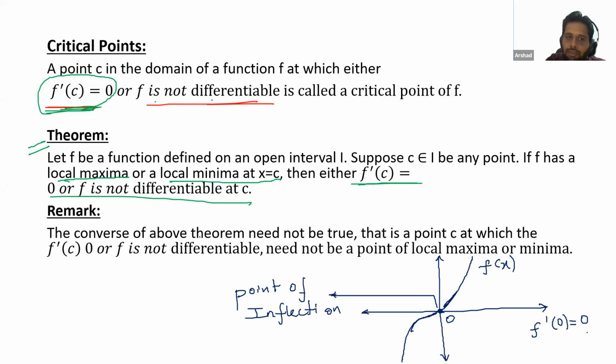So what is the remark? The converse of the above theorem is not true. There exists some point where f dash c is equal to 0 or f is not differentiable, but what I mean to say is that there exists some critical point where there is no local maxima or minima. Such types of points are called points of inflection, where you do not have local maxima or minima. This point of inflection we will discuss again later on.